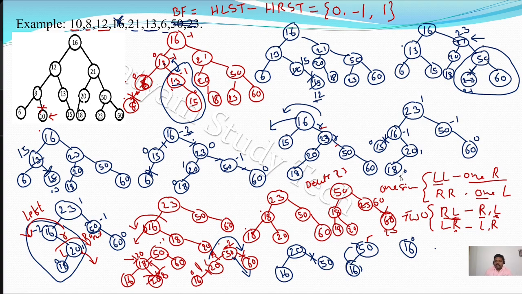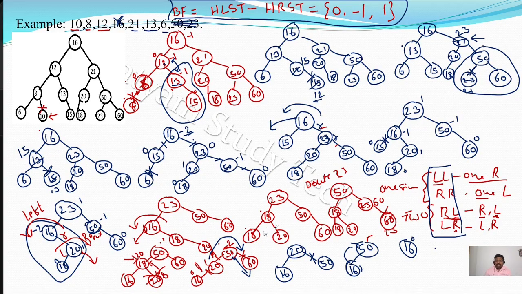Whenever we delete any element, after deleting you have to check the balance factor. This is the balance factor formula. After deleting, what is the problem? Based on this you have to perform some rotations. So this is the example.